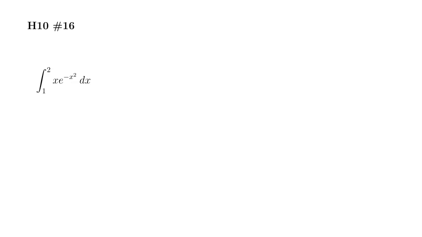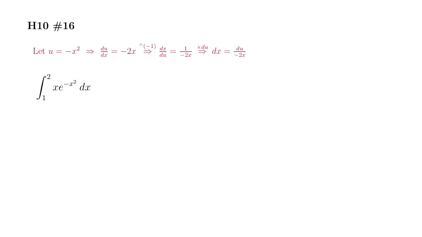So let u be negative x squared. Going through the usual drill, first we take the derivative of u with respect to x. We get negative 2x. And then I'm going to solve for dx. First I'm going to take the reciprocal of both sides. We get that. And then we can isolate dx by multiplying through by du. So we end up getting that. All right, so we have an expression for dx.